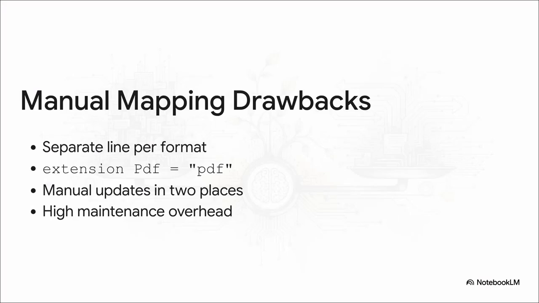Picture this. You're working with a data type called ExportFormat, which represents document types like PDF, text, or Markdown. The goal is pretty simple. Get their lowercase string extensions. But the initial code handles this by manually mapping the constructors. You end up having to write out a completely separate line for every single format. extension PDF equals "pdf", extension TXT equals "txt", and so on. It's a classic maintenance nightmare.